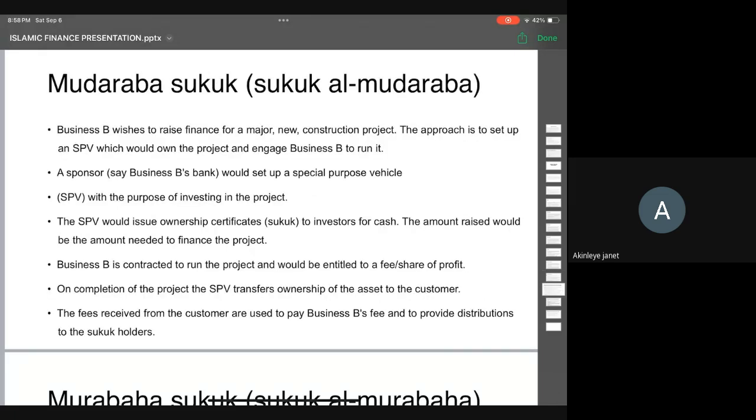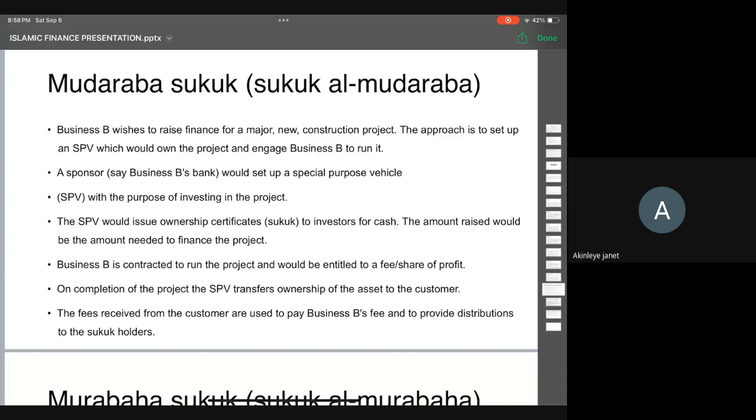Mudaraba sukuk, that is, sukuk al mudaraba. Business B wants to raise finance for a major new construction project. This approach is to set up an SPV which would own the project and engage business B to run it. A sponsor, say business B's bank, would set up a special purpose vehicle, SPV, with the purpose of investing in the project.